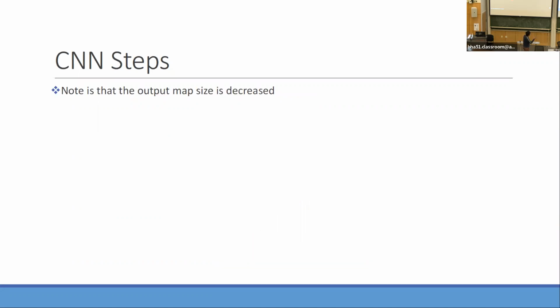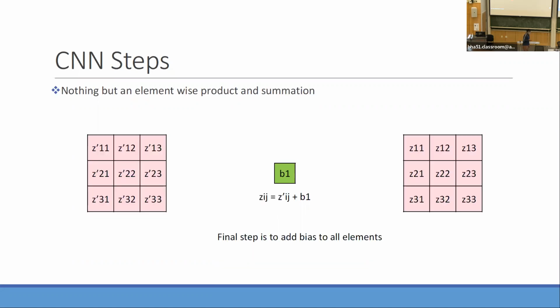So, okay. Does anyone have any doubts in CNN? Yeah. B1. B1 is a scalar. Scalar. Yeah. So yeah, I'll come to that.